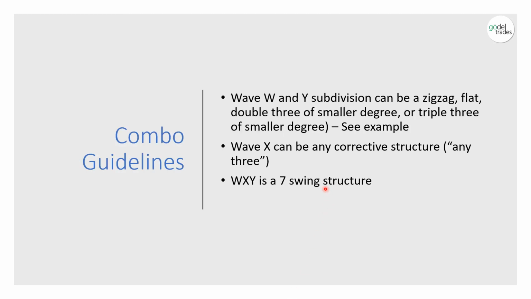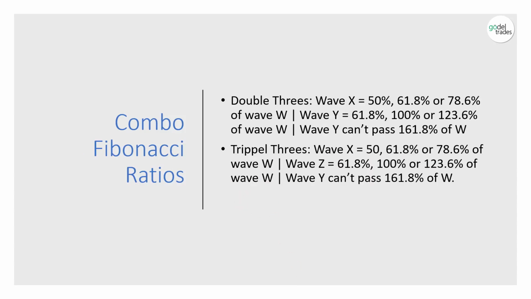All right, some of the guidelines: waves W and Y can subdivide into a zigzag, a flat, a double 3 of smaller degree, or a triple 3 of smaller degree. Wave X can be any corrective structure, essentially any 3, and really a WXY is a 7-swing structure. Here are some of the Fibonacci ratios.